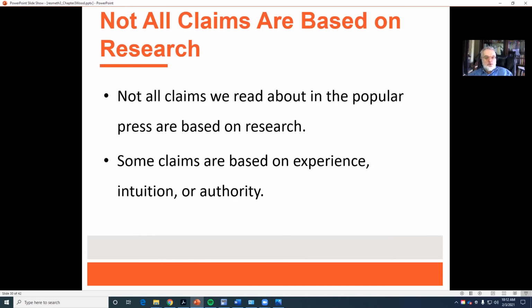These are some comments from the book. And to me, it kind of goes without saying, but remember, not all claims we see in the popular press are based on research. Actually, not all of the claims we read in the popular press published by researchers may necessarily be based on research.